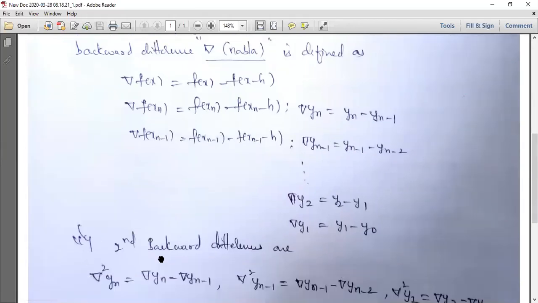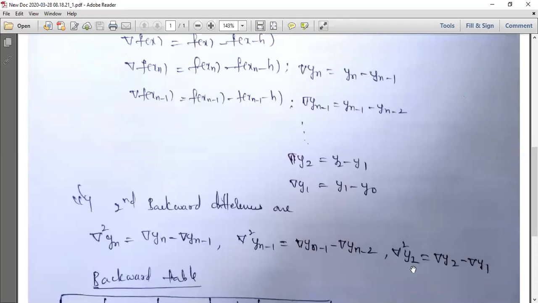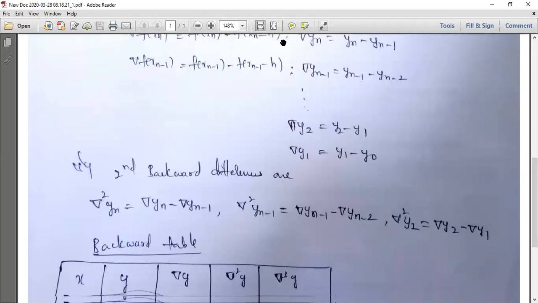Similarly, I am going to represent the second order backward difference formulas. Nabla square yn is equal to nabla yn minus nabla yn minus 1. Nabla square yn minus 1 is equal to nabla yn minus 1 minus nabla yn minus 2, and nabla square of y2 is equal to nabla y2 minus nabla y1. These represent the second order backward difference, and these are the first order backward difference.